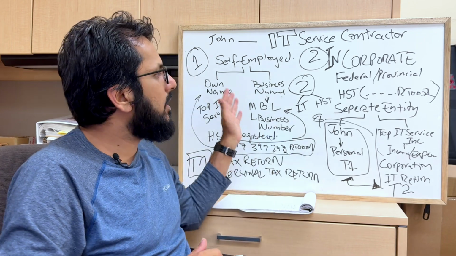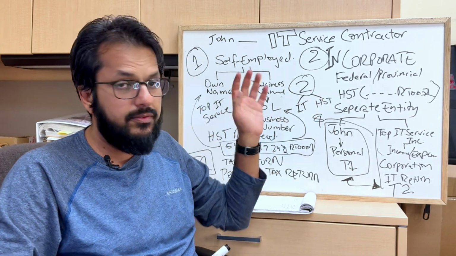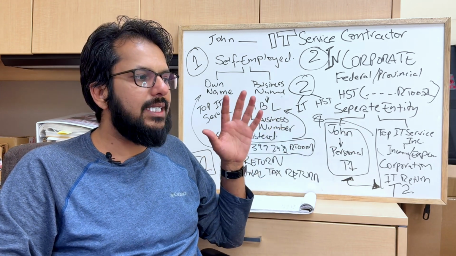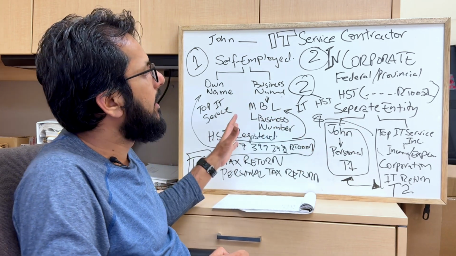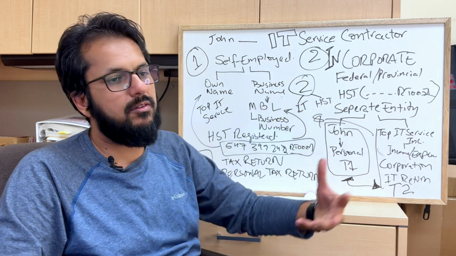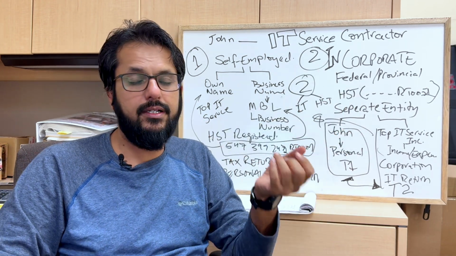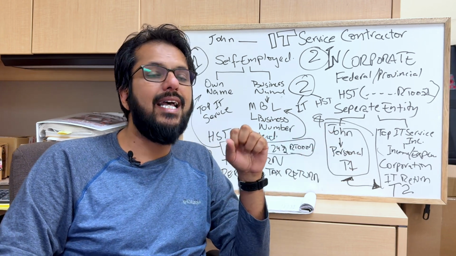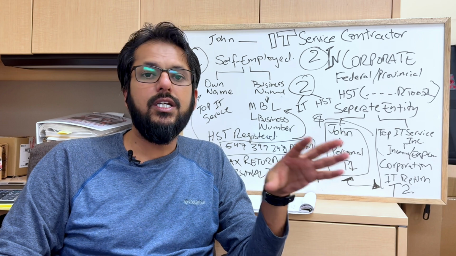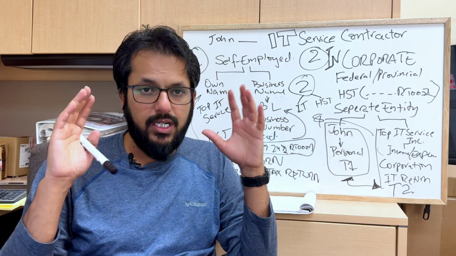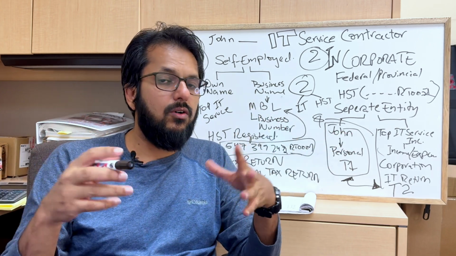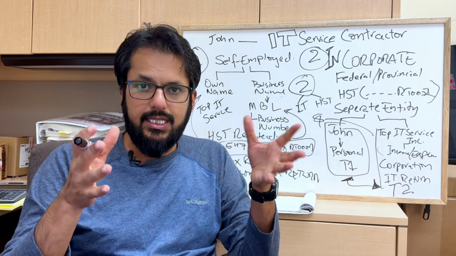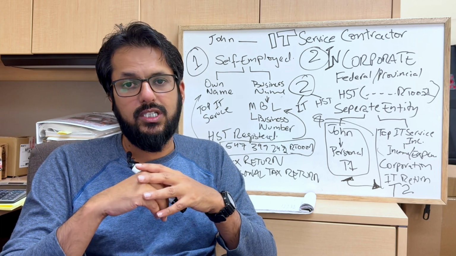Now, there are obviously pros and cons for both options. There could be tax savings in this option, because a lot of people would tell you, hey, why don't you incorporate? You're going to save a lot of tax. But that's not always the case. There are multiple factors you want to consider when deciding whether to incorporate or work as an unincorporated contractor. I have a detailed video on that topic. You can watch that one.